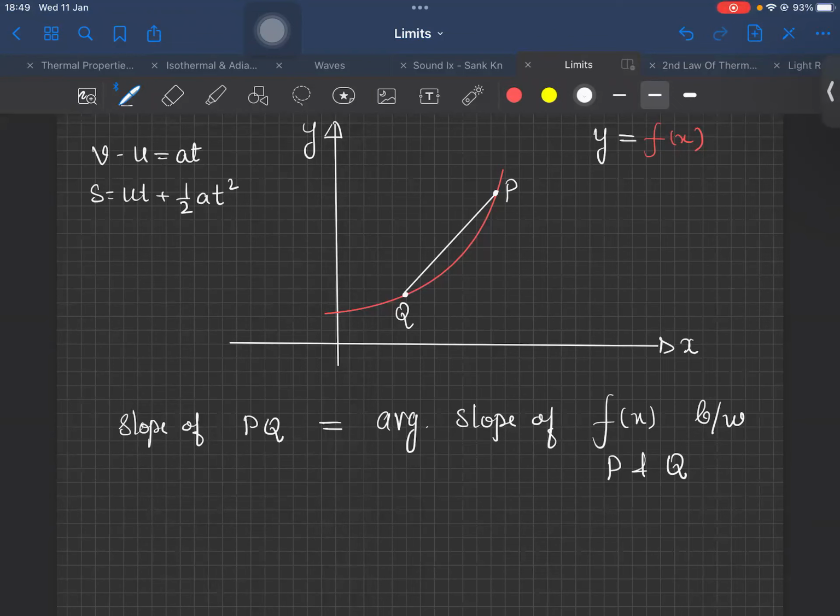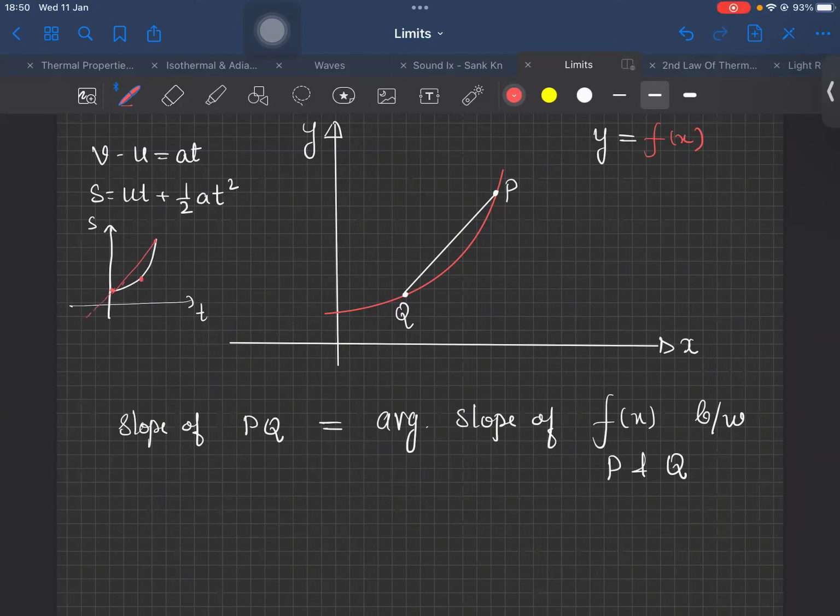So if you draw a displacement time graph, the slope will give you the velocity, right? Suppose this curve represents the displacement s versus time you are drawing. Let's say there is a curve like this. What will the slope give? The slope of this straight line, from this point to this point, will give you average velocity.